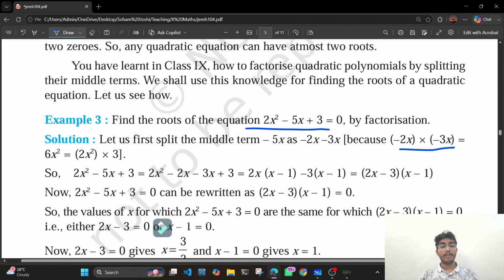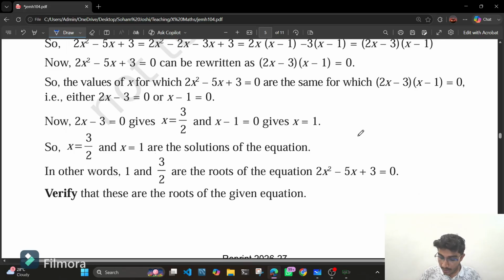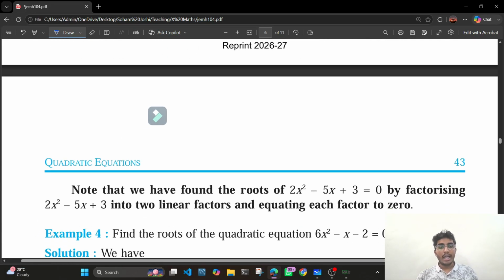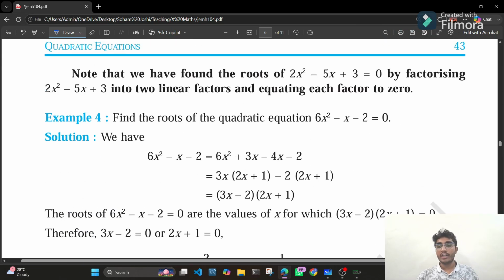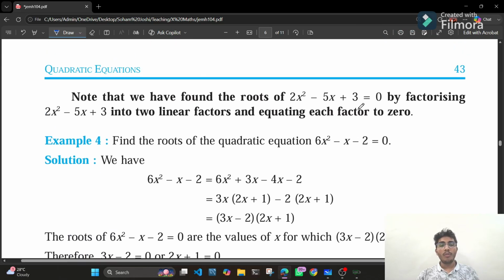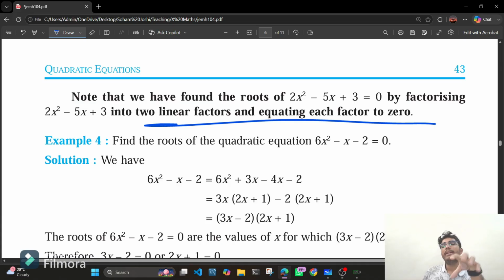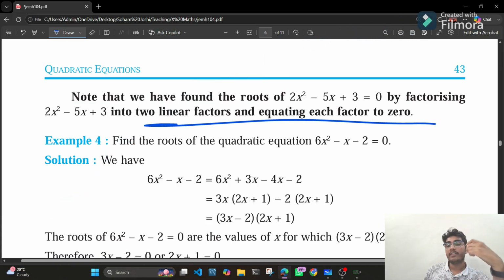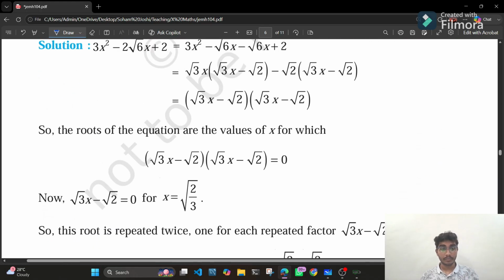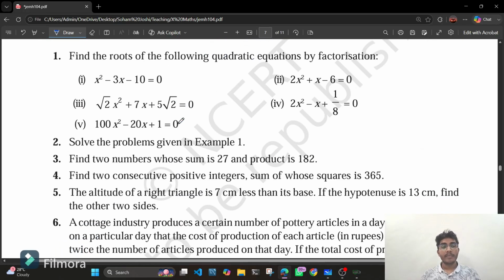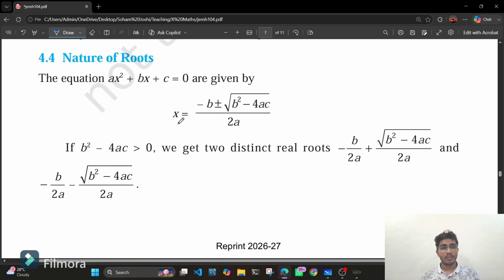I hope you have understood the method of splitting the middle term. You can see over here, we have x is equal to 3 by 2 or x is equal to 1, and we can verify them again, right? Note that we have found the roots of 2x square minus 5x plus 3 by factorizing into two linear factors and equating each factor with 0. We have just split the quadratic term into two linear factors and then equated each factor with 0 individually, and then we have got the values of x. I hope that this is clear. So next up we have exercise 4.2. You can solve it on your own.